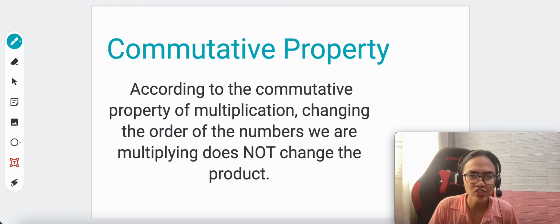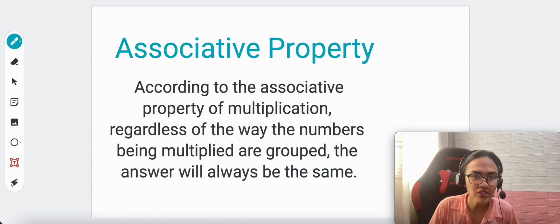It says that changing the order of the two numbers that we are multiplying doesn't change the answer. Meanwhile, the associative property states that whether we change the groupings of the numbers that we are multiplying, the answer will always be the same.